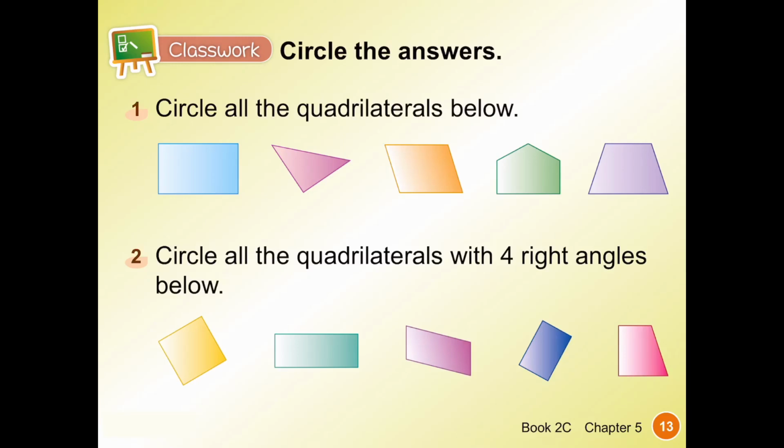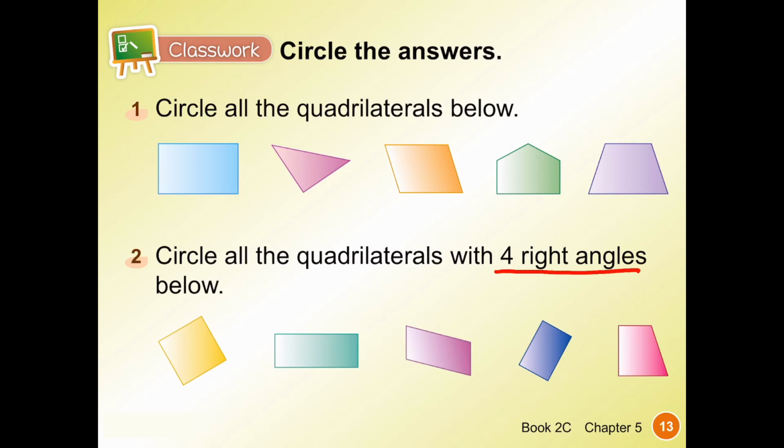Please turn to page 39, classwork. Question number 1. Circle all the quadrilaterals below. And question number 2. Circle all the quadrilaterals with 4 right angles. So try to note the difference between the two questions.